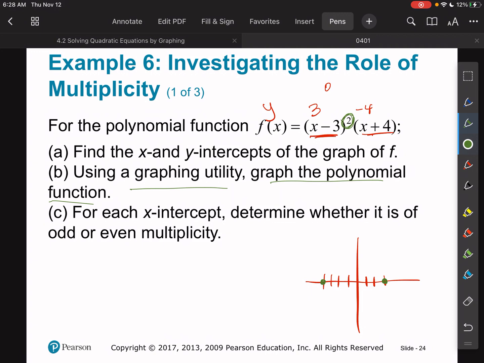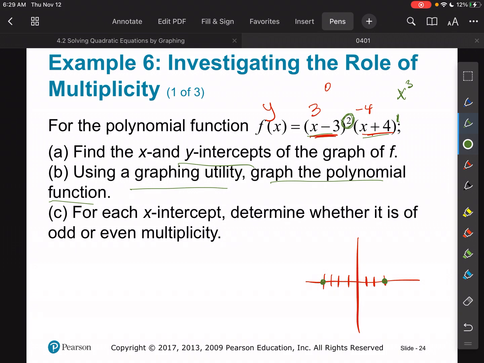If it has an even multiplicity like that, I know that it's going to come down and touch the graph, but it's not going to go through. I also know that if I multiply these things together, my leading coefficient would be odd. So I know that from left to right, this thing is going in opposite directions. And then here at x plus 4, we have a multiplicity of 1, so it's going to go through there. And then it says to find the y-intercept.